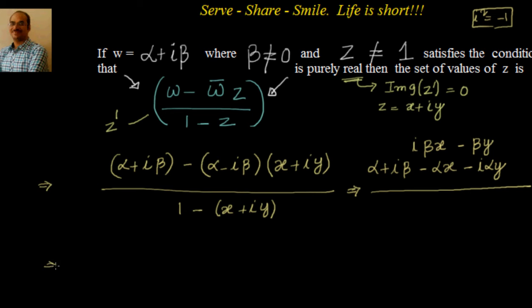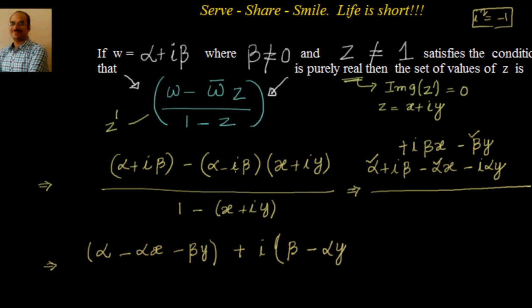So let's go to the next step. In this step we'll separate the real part. What is our real part? We have alpha, then we have minus alpha x, then we have minus beta y. This is my real part. What is the imaginary part? The imaginary part starts with i, so I have beta there, then I have minus of, if I take i, it is alpha y, then I have i beta x, this is plus there, so can I say plus beta x. This is the complex number which we have in the numerator.